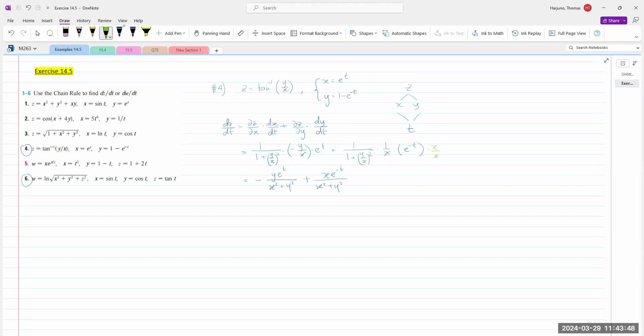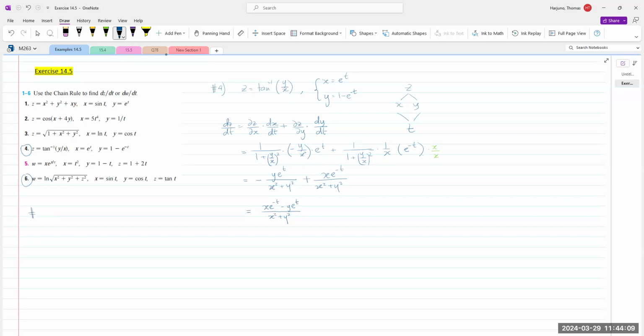Okay, so now I think we can put them together. This is then equal to x squared plus y squared on the denominator, and x e to the negative t minus y e to the t on the numerator. Okay, that's for number 4.